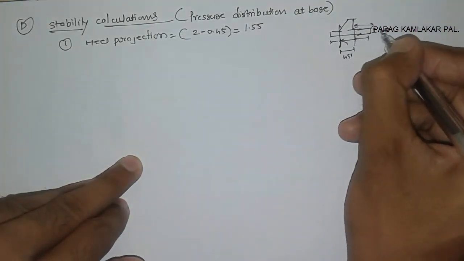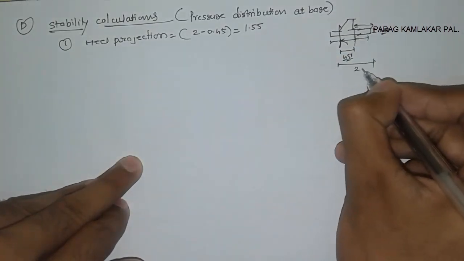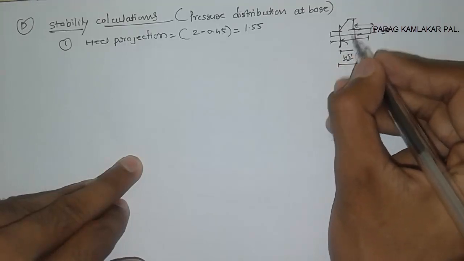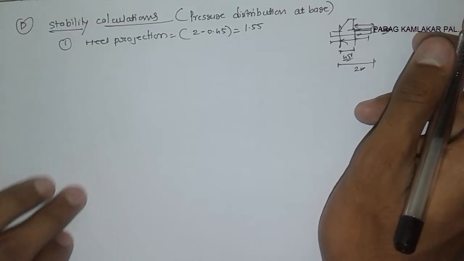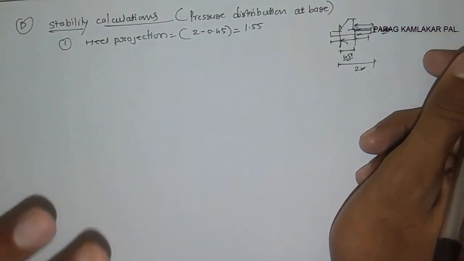I'm sorry, this is not 450, that is 450. So this 2 means up to this value, this is 2 meter, and 4.45 is this meter, that means the hill projection stem value. So you get this much value. Okay, now after that, we know the overall dimension of the wall, which is 4.5.2.